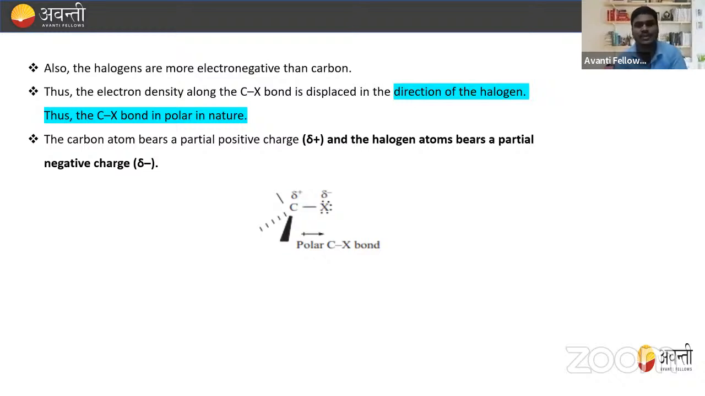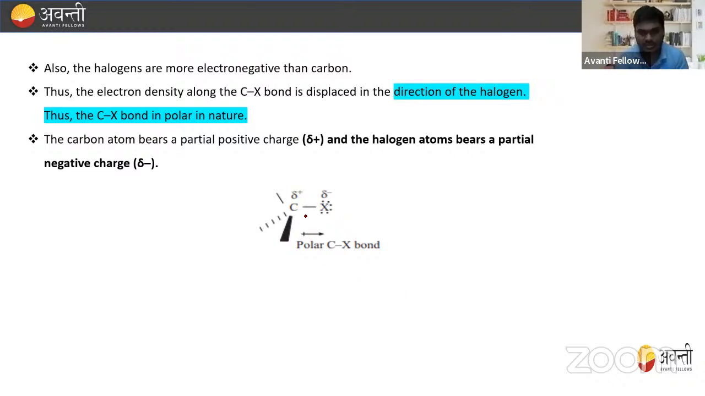Also, the halogens are more electronegative than carbon. Thus, the electron density along the C-X bond is displaced in the direction of the halogen. We all know that because halogen is more electronegative, it takes away the electron. It shifts the electron towards itself. Thus, the C-X bond is polar in nature. Now, the carbon atom bears a partial positive charge, and the halogen atom bears a partial negative charge. So this is what is happening.